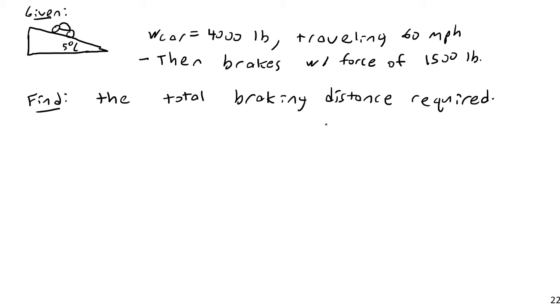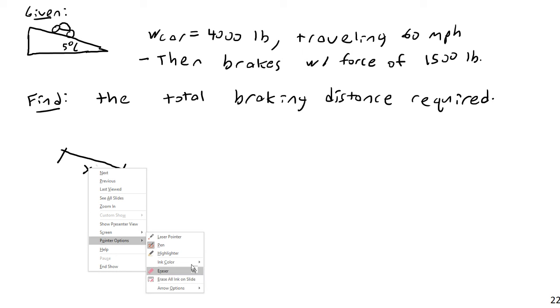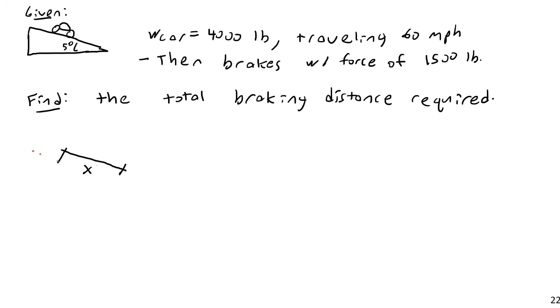All right, so let's look at this. I'm going to evaluate using the model of work and kinetic energy. So this thing is going to come to a rest. Initially, it will be traveling at 60 miles per hour, and we're looking for a certain distance x that will be required for this car to stop. So v1 equals 60 mph, and v2 will simply be 0.